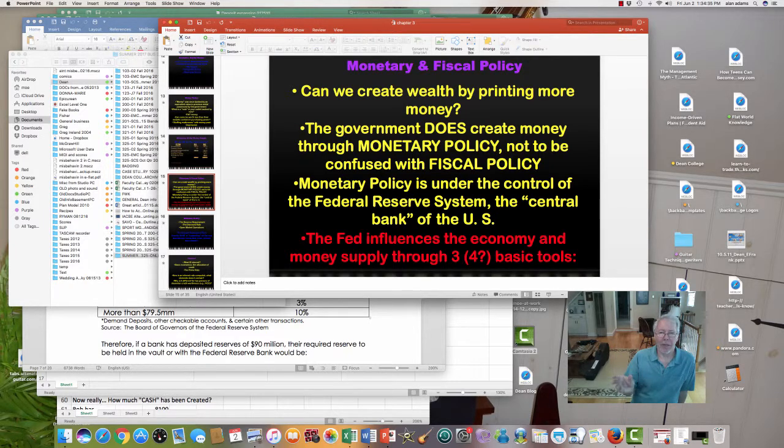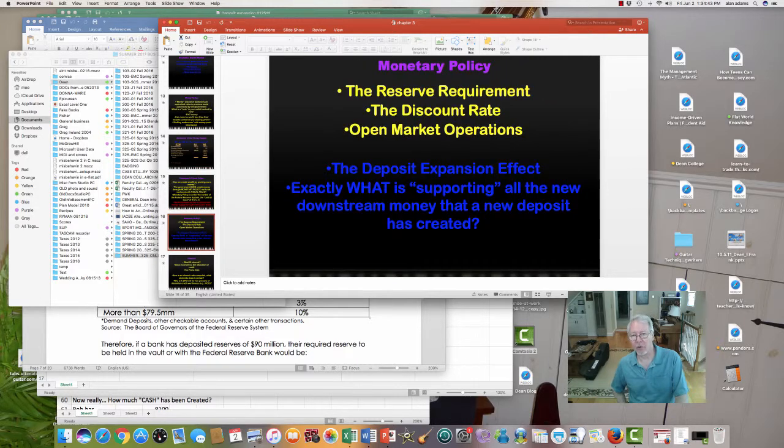Even though the government and the Federal Reserve are very closely and politically intertwined, the central bank, the Federal Reserve, really deals on its own with a great deal of autonomy. The 3 tools that the Fed uses are the reserve requirement, the discount rate, and open market operations.